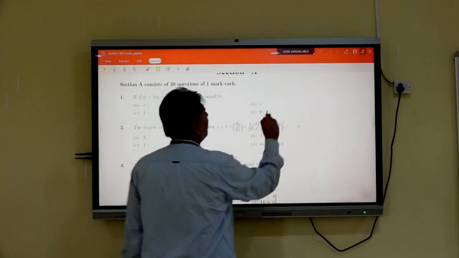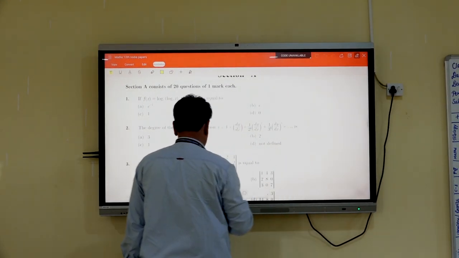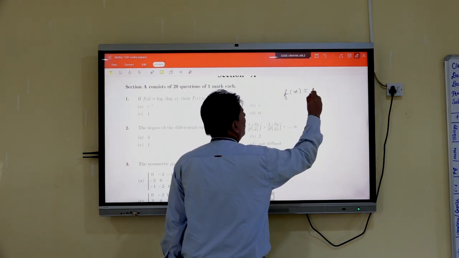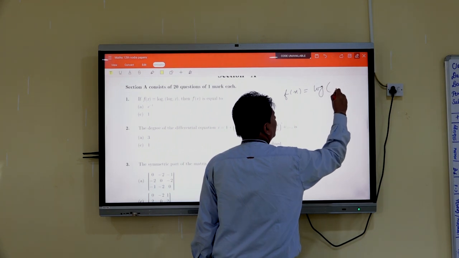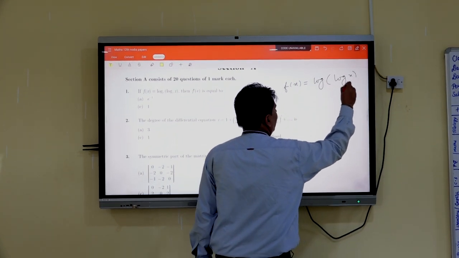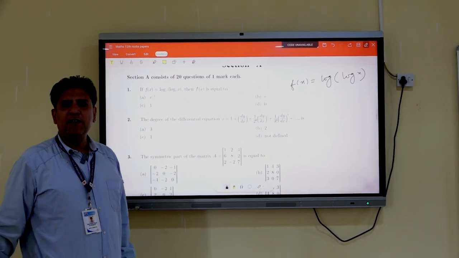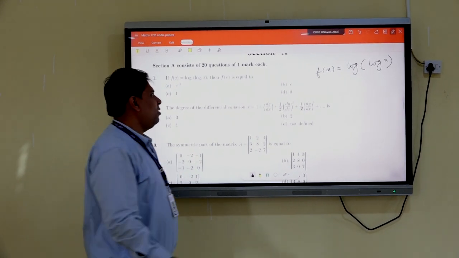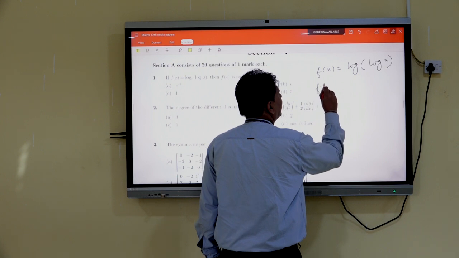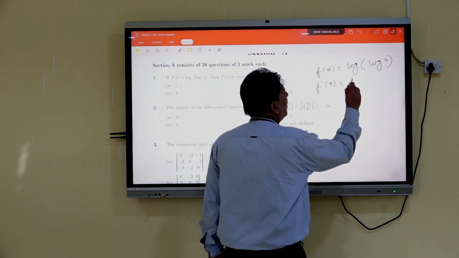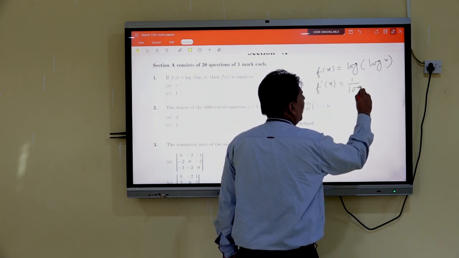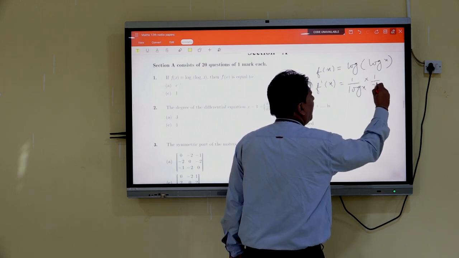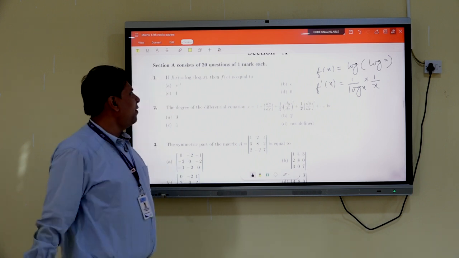See, if f of x is equal to log of log x, how can we find out the derivative? We can find out the derivative using chain rule. So what will be f dash x? The derivative of log of log x will be 1 by log x, into the derivative of log x, which is 1 by x. So this is the value of f dash x.